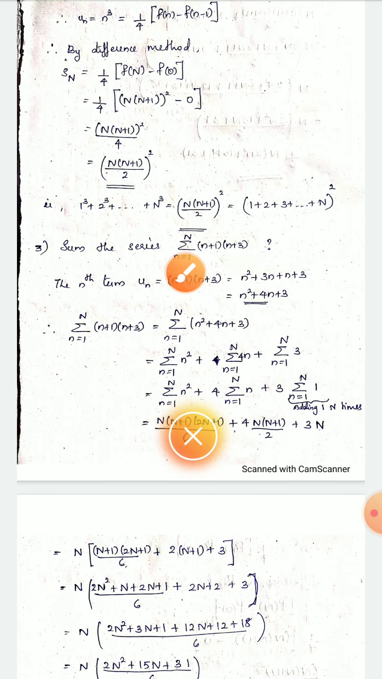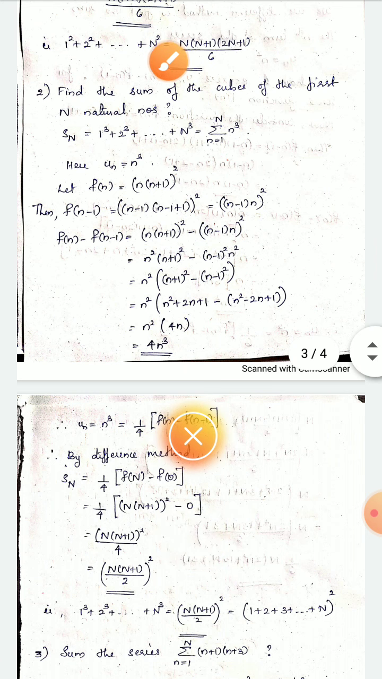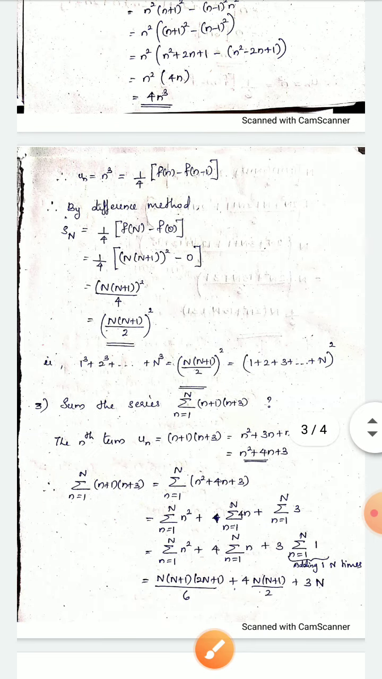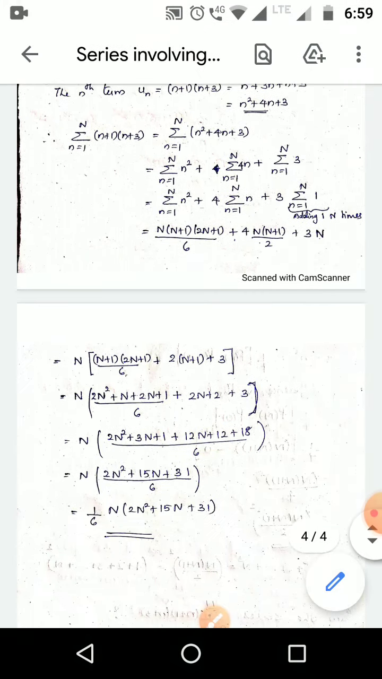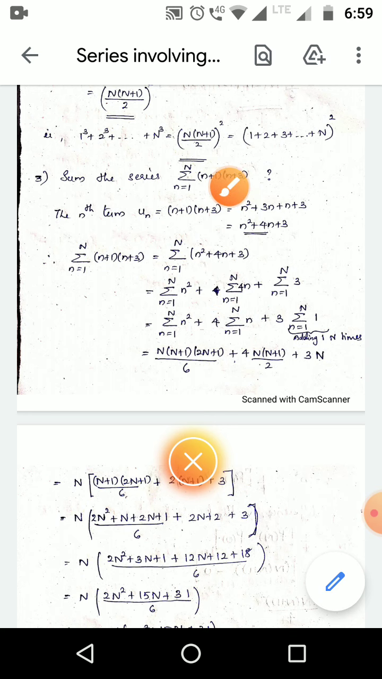Sum the series sigma n equal to 1 to N of (n plus 1) into (n plus 3). In order to do these types of problems, you have to remember the sum of first n natural numbers, the sum of the squares of first n natural numbers, and the sum of the cubes of first n natural numbers. The sum of first n natural numbers is n into (n plus 1) by 2. The sum of the squares, we have found out, is n into (n plus 1) into (2n plus 1) by 6. And the sum of the cubes is n into (n plus 1) by 2, the whole square. Study these three quantities. In order to do problems of this kind, you have to study these results.